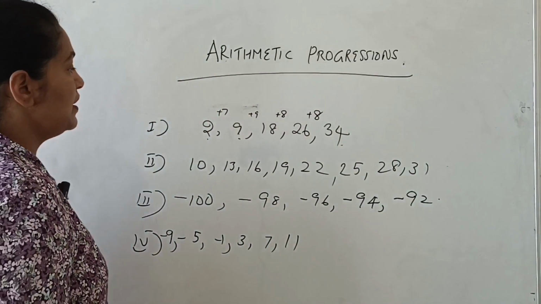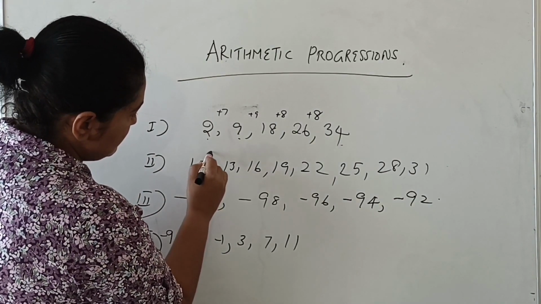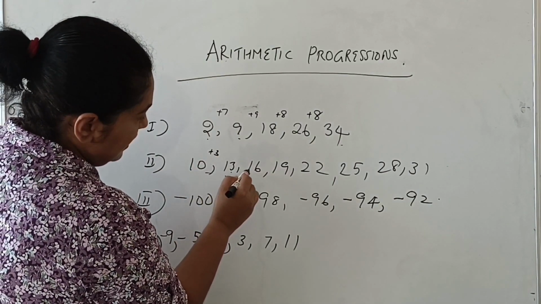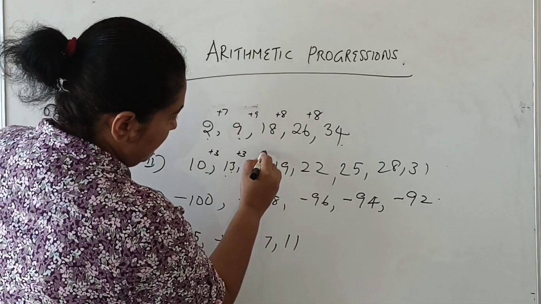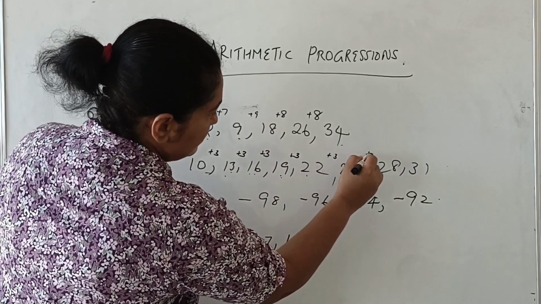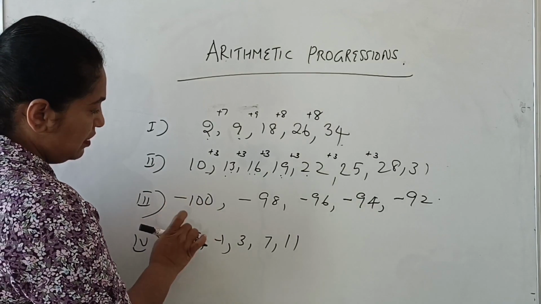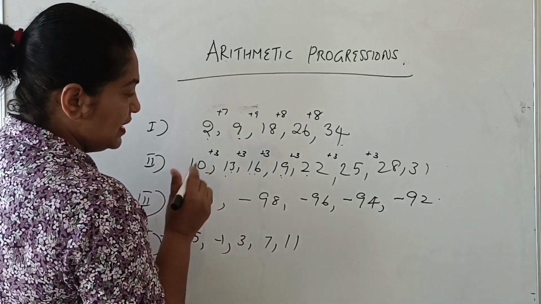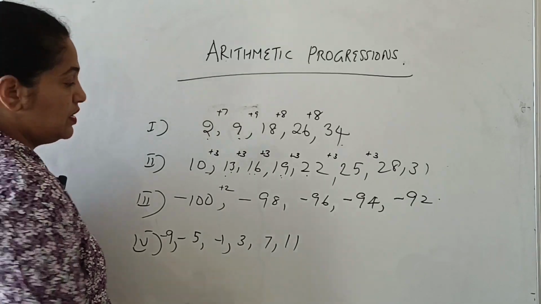Okay, now look at this. The difference between these two terms is a +3. 13 and 16, the difference is a +3. 16 and 19 is a +3. 19 and 22 is a +3. Okay, third progression: -100 and -98. The difference is a +2.